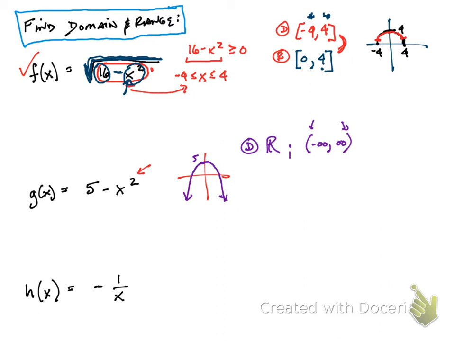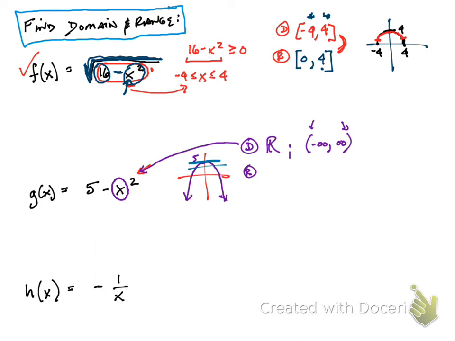Now, what's the algebra behind that? Well, think about it. The question about domain is, what can you put in? You can put anything in to square and then subtract that from 5, and you'll still get something out. So we can put anything in and get something out. For the range, take a look at the graph. We can see that the maximum output occurs at 5.